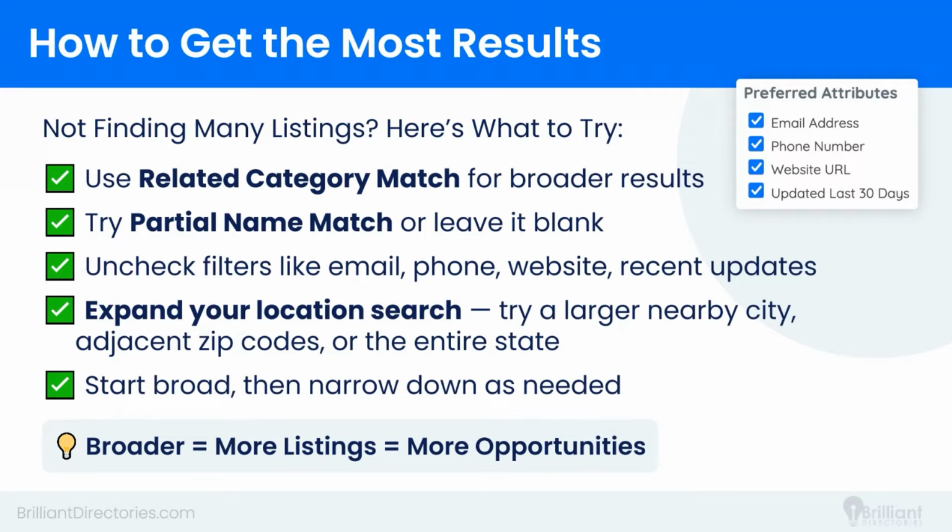You can also do separate searches for adjacent zip codes. This way, if there's no big cities nearby, at least you can try to get some businesses from surrounding zip codes within that same area. And if you're willing to really expand the search and get as many businesses as you want, you might want to try searching the entire state or province for what it is that you're looking for. So overall, you probably will tend to want to start broad and then narrow down as needed.